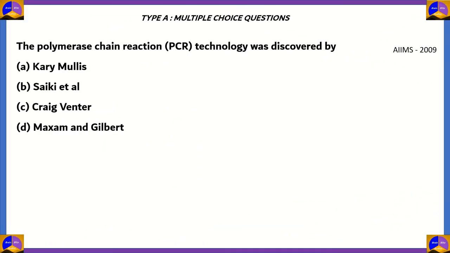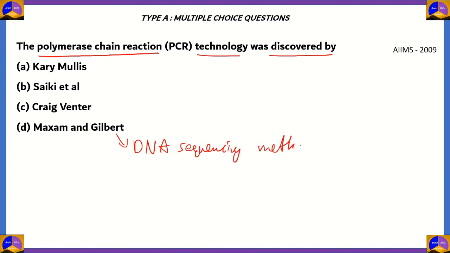Let's look at this question. It's about PCR, very common these days. The polymerase chain reaction, or PCR technology, was first discovered by option A, Kary Mullis, option B, Psyche et al., option C, Craig Venter, option D, Maxim and Gilbert. If you look at option D, Maxim and Gilbert developed a specific DNA sequencing method, which is known as the Maxim-Gilbert DNA sequencing method. So option D is incorrect.